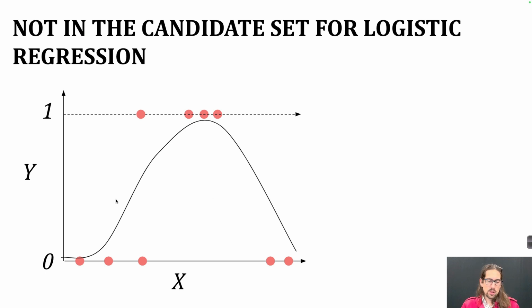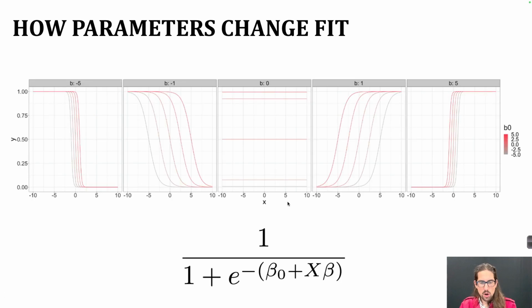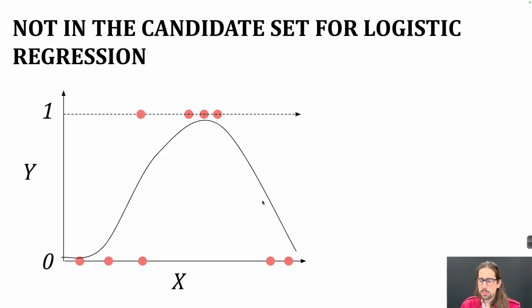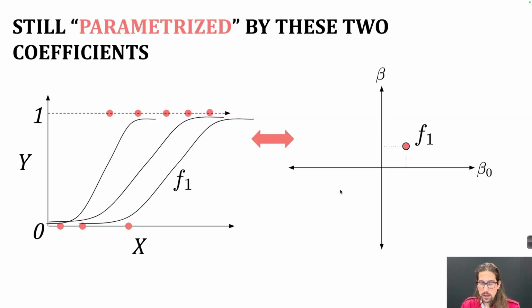You're not going to fit that with a logistic regression because there's no way to fiddle these numbers to get a curve that goes up in the middle and then back down. You can only have these S shapes that either go up or they go down or they're flat. So there's plenty of functions that are just not well modeled by logistic regression.